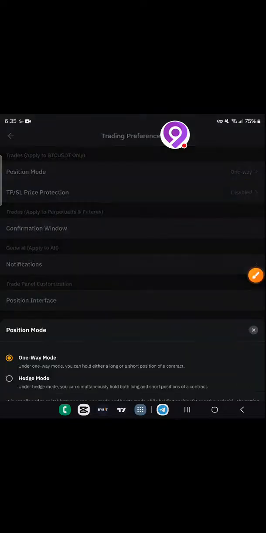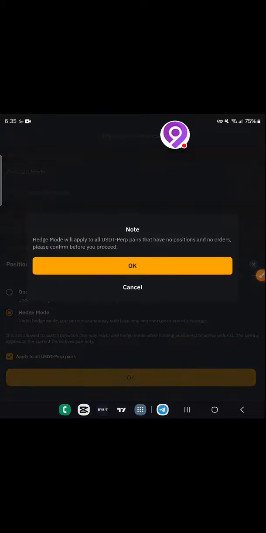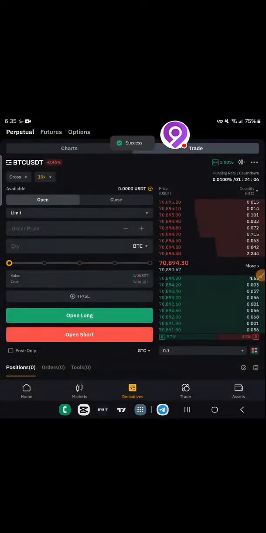Click on it, then set it to hedge. Then click on apply to all USDT perpetual pairs. So you probably don't need to come back to this page to do this again for all the coins, okay? So click on OK. Now I'm going to tell you the advantage of what I've just done.